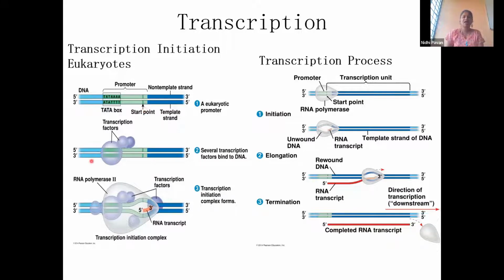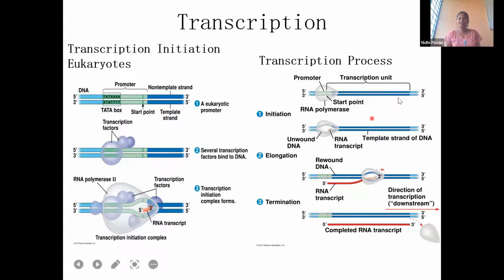Next, what happens? Several transcription factors bind. Transcription factors here means RNA polymerase. RNA polymerase will come and attach to the promoter region. See here, RNA polymerase 2. When it attaches, the DNA which is coiled unwinds, means uncoils. Now what happens? A subsequent complementary base pairing occurs: if A is there, U is formed; if G is there, C is formed.